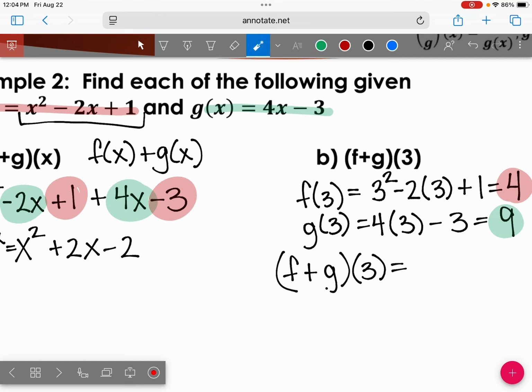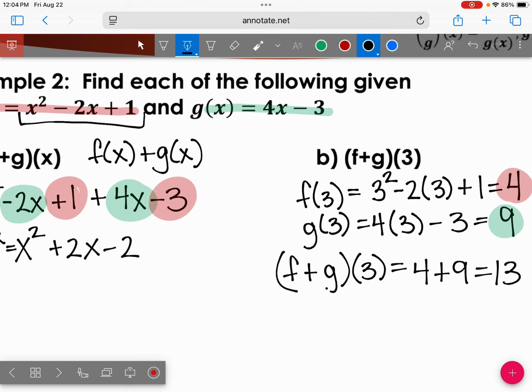So 3 squared is 9. 9 minus 6 plus 1. Is that not 4? You can also type it in your calculator. Could you also use the answer? Yeah, that's my second part. I'm going to show you too. So then you would get 4 plus 9, which is 13.